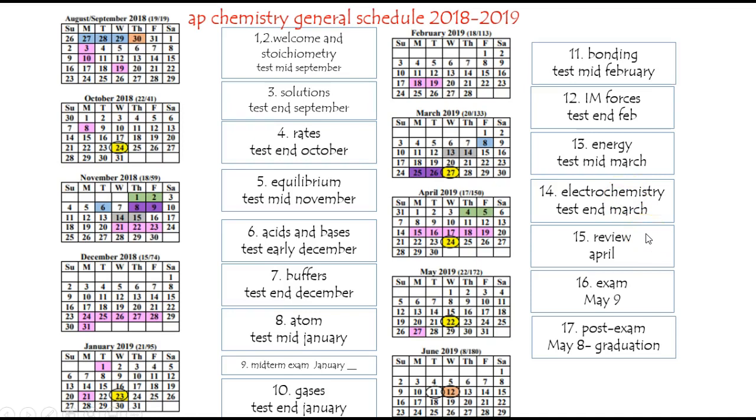A long time for review, as much as a month. Typically, our class will do a Princeton guide. Then we take the exam in early May and focus on post-exam activities until the graduation. This is a typical AP Chemistry general schedule.